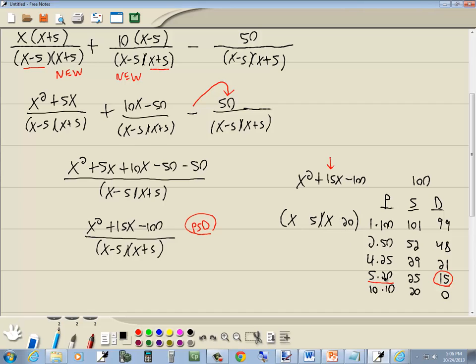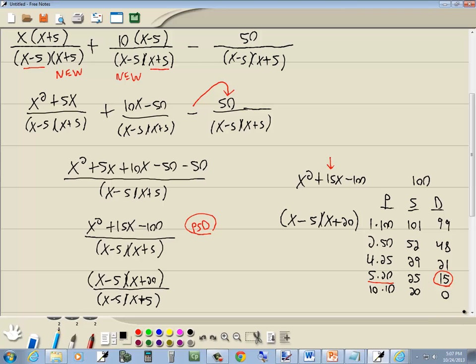Now our larger number in the P column that we're using, which is a 20, will always be the same sign as the middle term, which is positive. The number I circled in the difference column, D for different signs, means one will be positive, one will be negative. If 20 is positive, then 5 will be negative. So the top part factors as x minus 5 times x plus 20 all over x minus 5, x plus 5.